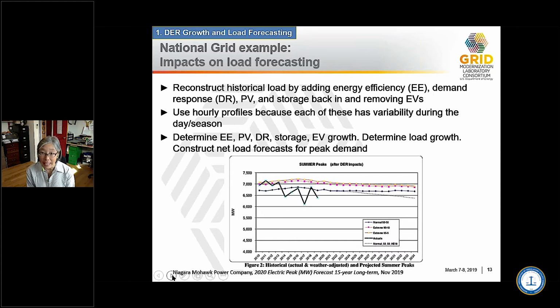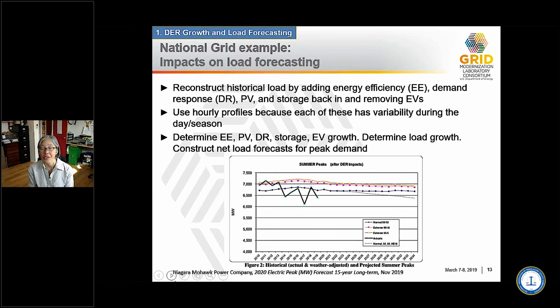So this graphic here is showing National Grid, this is up in the state of New York, Niagara Mohawk, and the dark blue trace that's a little volatile there is the actual peak demand. So their all-time peak was back in 2011 at 7 gigawatts. Last year, it was 6.4 gigawatts. But last year was a cooler year than normal.